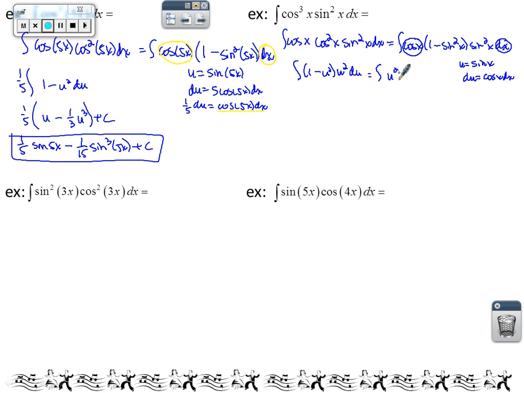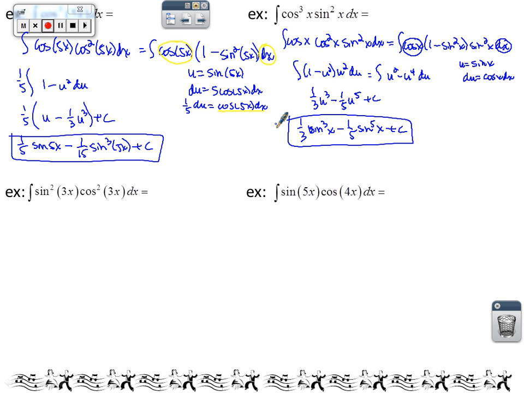So I have u squared minus u to the fourth du. And now let's integrate, just like we would normally. So 1/3 u cubed minus 1/5 u to the fifth plus c. Then we're just going to put our u back in, and we have it. 1/3 sine cubed x minus 1/5 sine to the fifth x plus c.